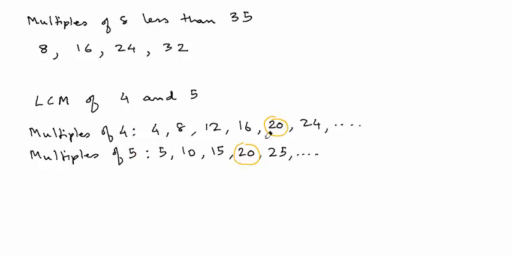And because the LCM is 20, the common multiples will be all the multiples of the LCM, that is 20. So the next common multiple after 20 will be 40, and the one after that will be 60, and so on.